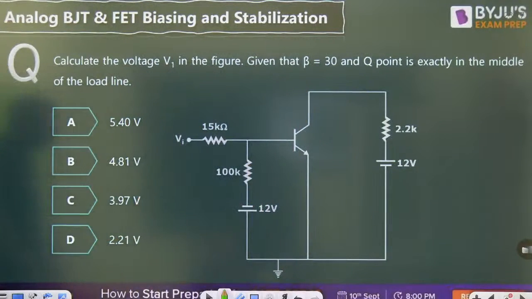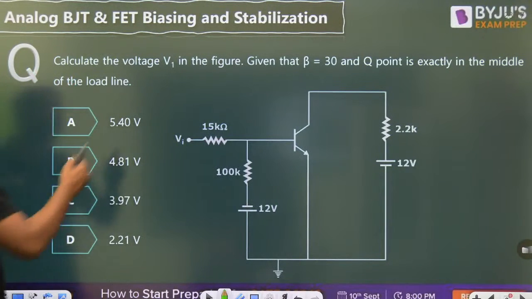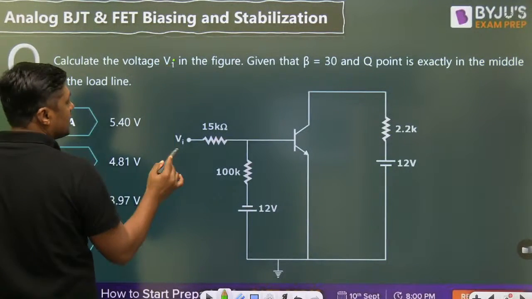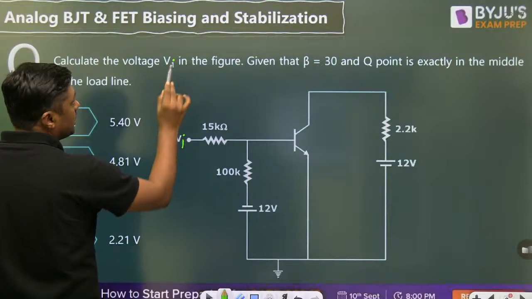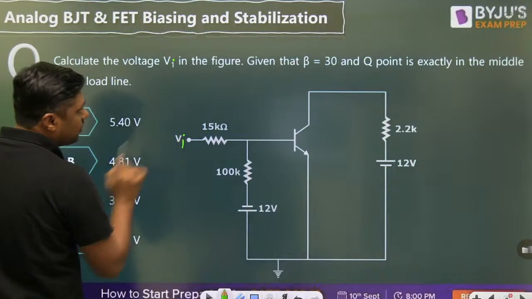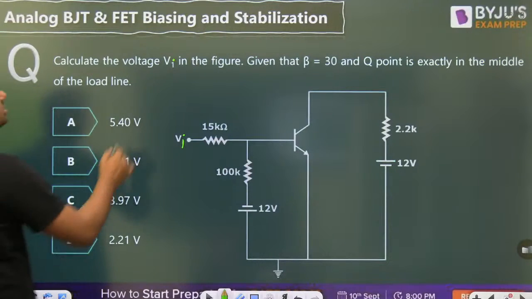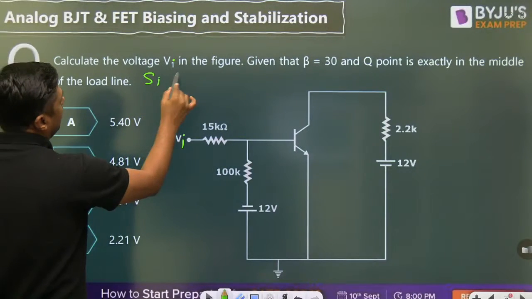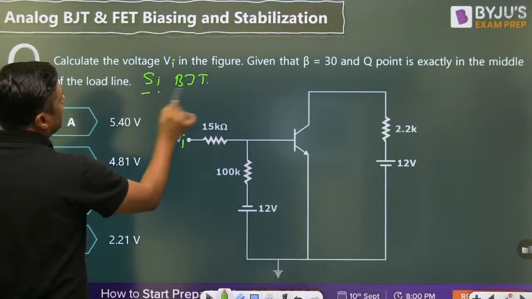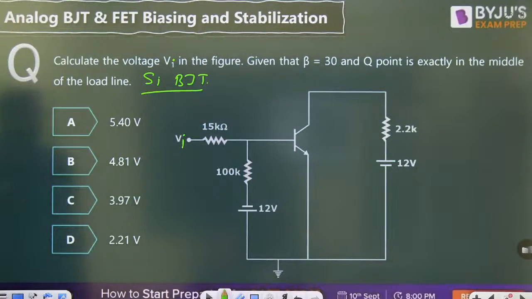This is a very, very important one. Calculate the voltage VI. This is the VI. In the figure, we have to calculate the VI. Given beta, only 30. And Q point is exactly in the middle of the load line. And it is a silicon BJT. If nothing is given, you can assume silicon BJT.